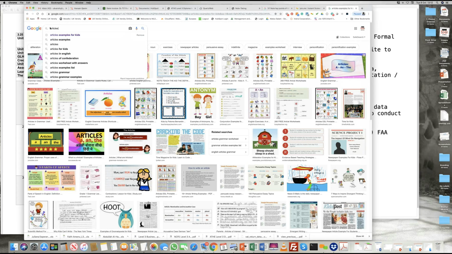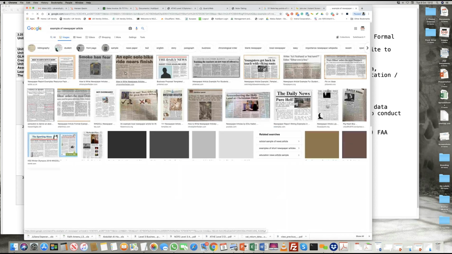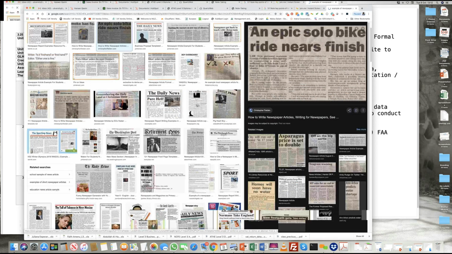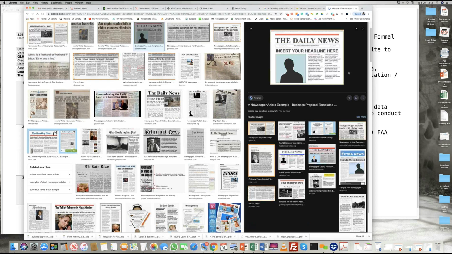Now, let's look at examples of newspaper articles. As you can see, this is a newspaper article, and it has been written in a particular way. The presentational feature of this article is that it has a headline in cap letters. There is a picture which has been given to draw some attention. There is a headline which is in capitals, and then the text is arranged neatly in paragraphs, as you can see.